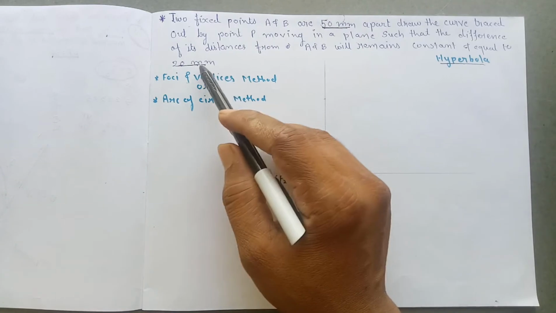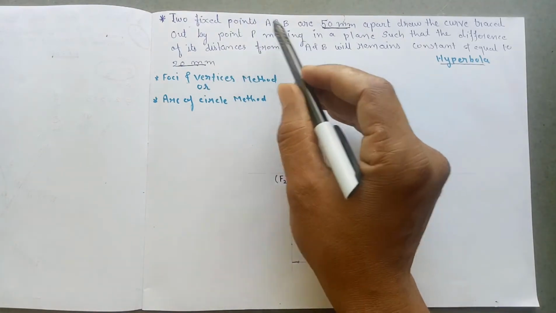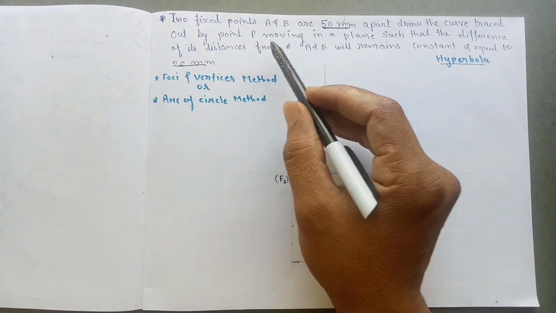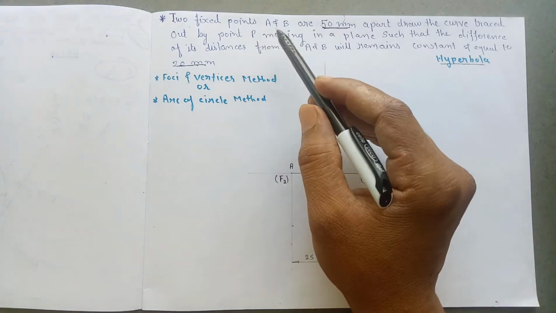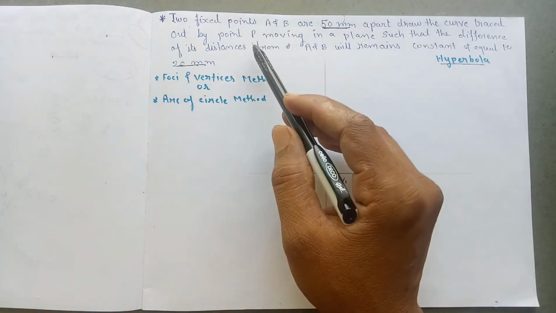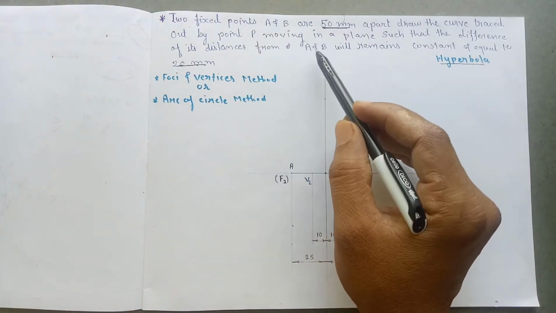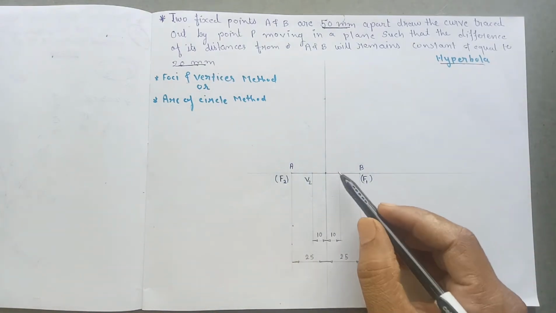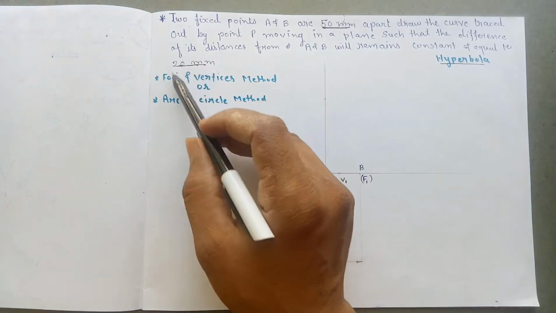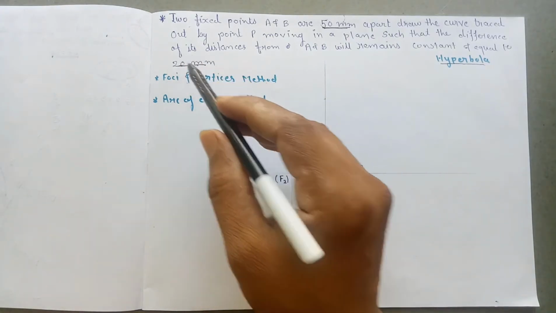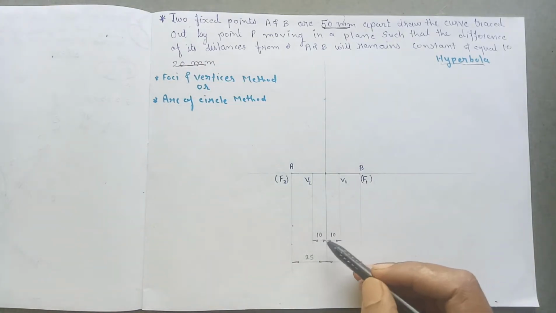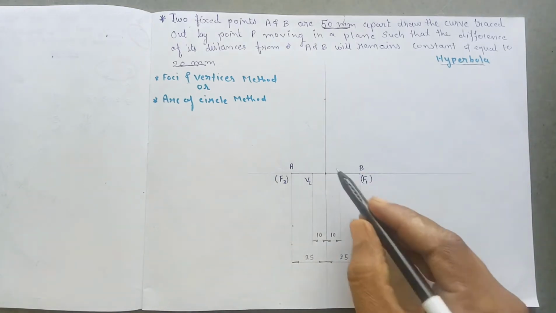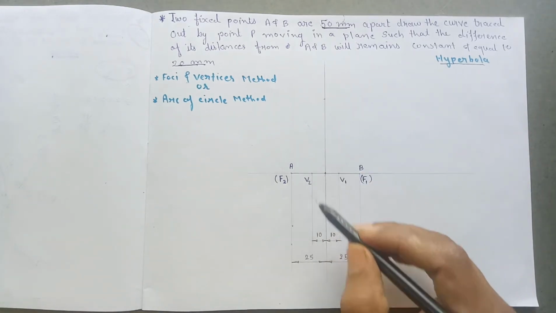Here the difference of its distances, that means the difference of the distance of the moving point from the fixed points A and B, will remain constant and equal to 20 mm. So here we have to take vertex points at this distance, 20 mm. This 20 mm distance will give us the distance between the vertex points. Marking from the center 10 mm, 10 mm, V1, V2.